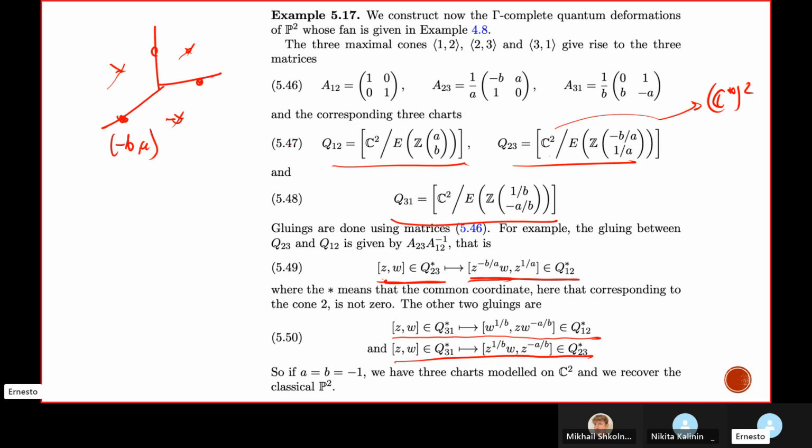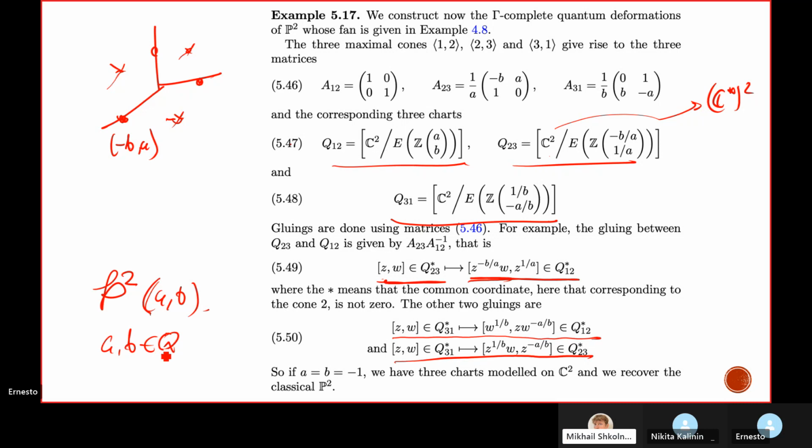Anyway, here I have the gluing maps, and this gives me some quantum P2 depending on the parameters A and B. If A and B happen to be rational, then this family of quantum P2s, this P2 becomes a weighted projective space.